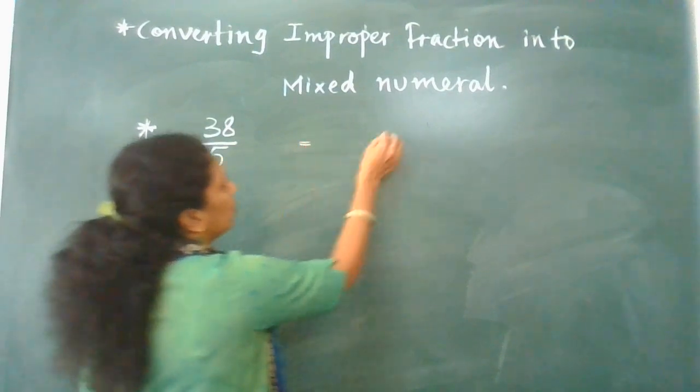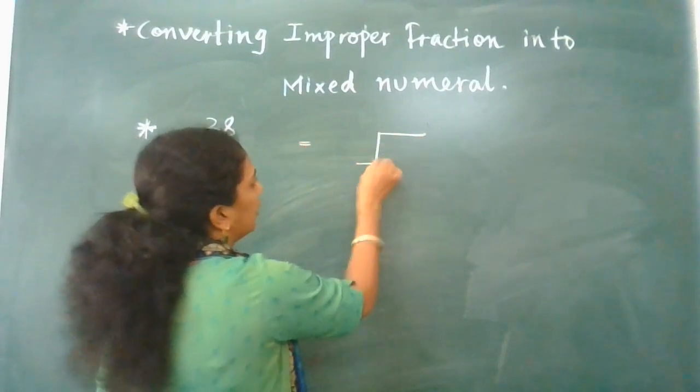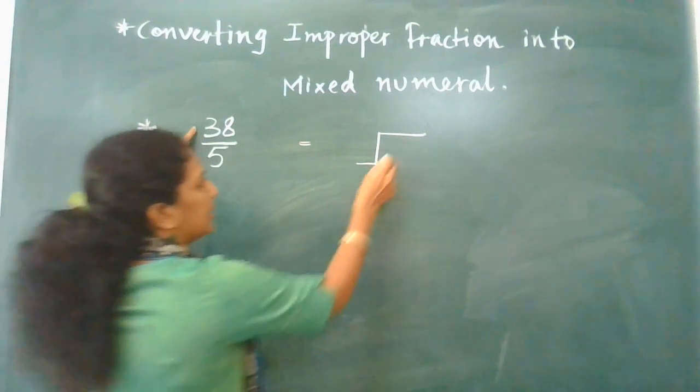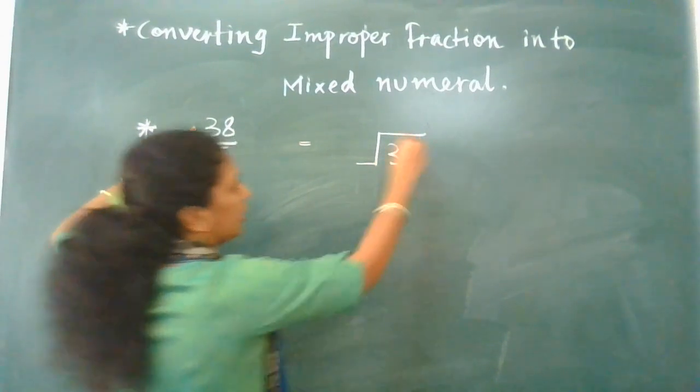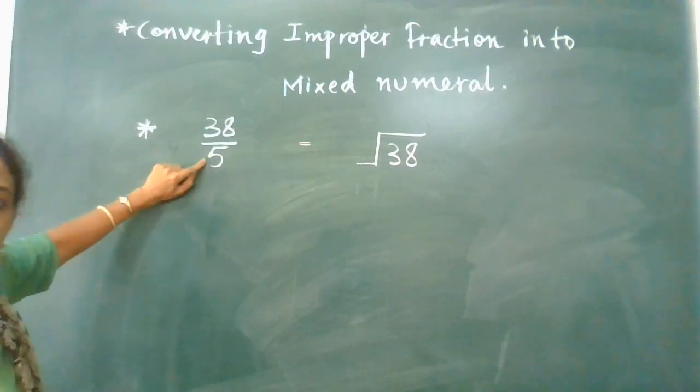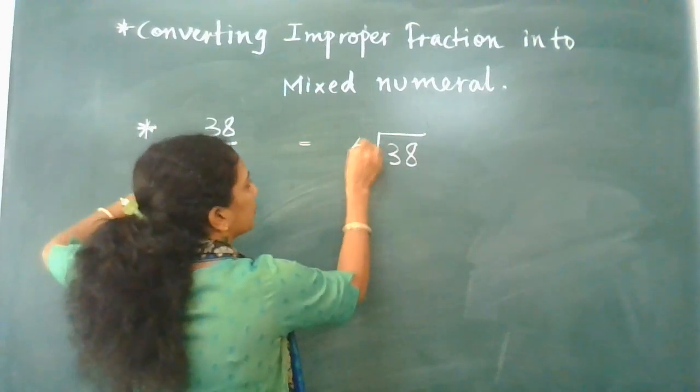Okay, so we all know that we have to use division. Now this numerator is our dividend. Numerator is our dividend. Denominator is our divisor.